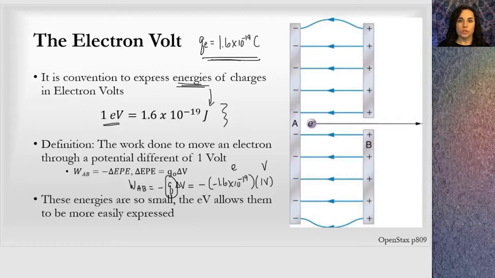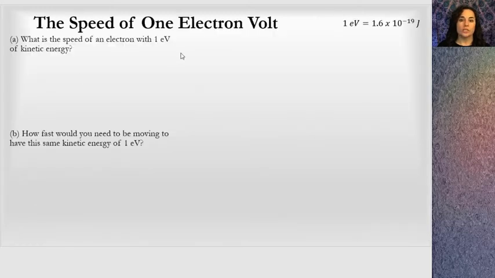The examples I've chosen are pretty straightforward applications of the electron volt. It says, what is the speed of an electron with 1 electron volt of kinetic energy? And like I said, electron volt is a measure of energy. So we can say that the kinetic energy of the electron after moving through a potential is 1 eV. And I can convert that to joules. 1 eV is 1.6 times 10 to the negative 19th joules. So that's how much energy that electron would have.